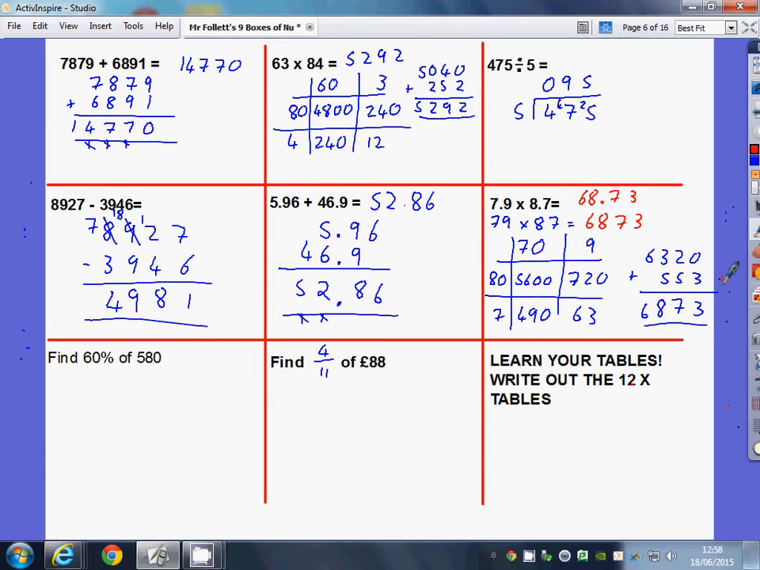Okay? Find 60% of 580. First thing we always do is we find 10%. Well, 10% of 580, we just divide by 10, gives me an answer of 58.